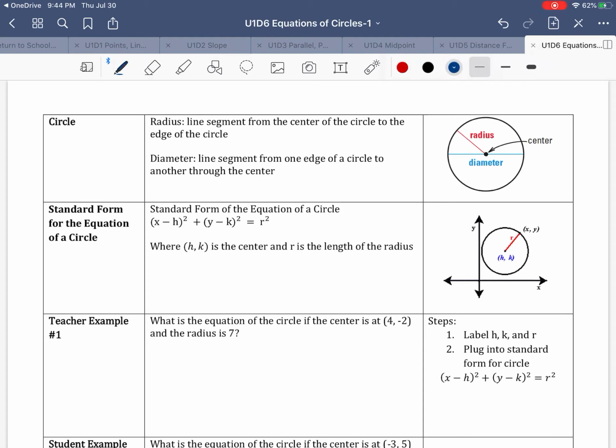Now, the diameter is really similar, but it goes from one edge to the other edge of the circle, but passes through the center, right? So it's essentially double your radius. It goes all the way through like that, right? And we could go all the way through this way as well. Those are all your diameters.